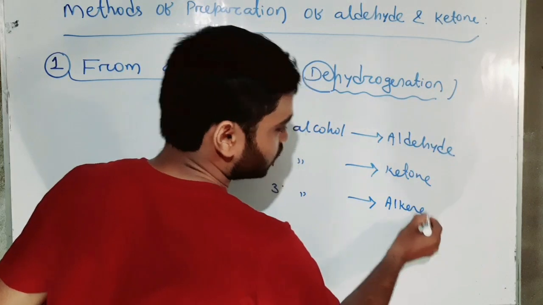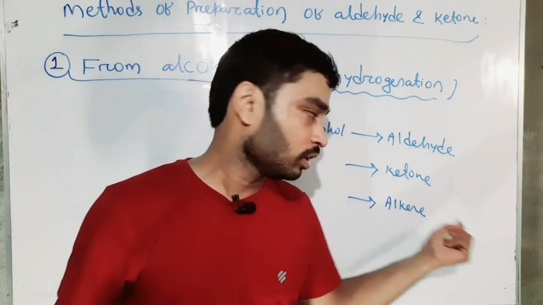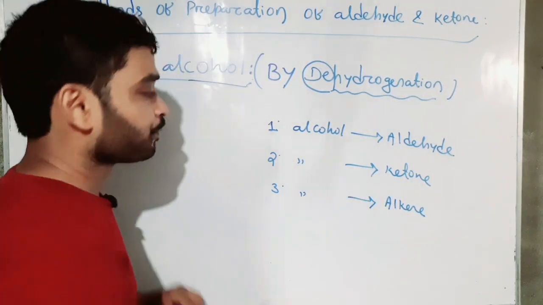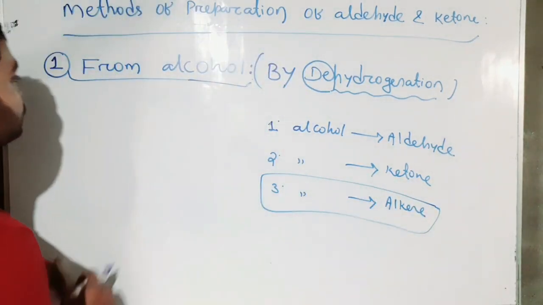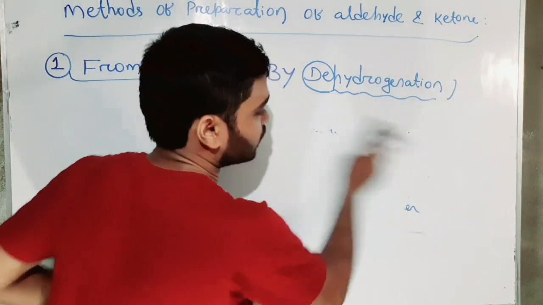As the chapter belongs to aldehyde and ketone, we will mainly deal with aldehyde and ketone preparation. This portion will be taught here. It belongs mainly to the plus two first year section. Let's move to the dehydrogenation process.